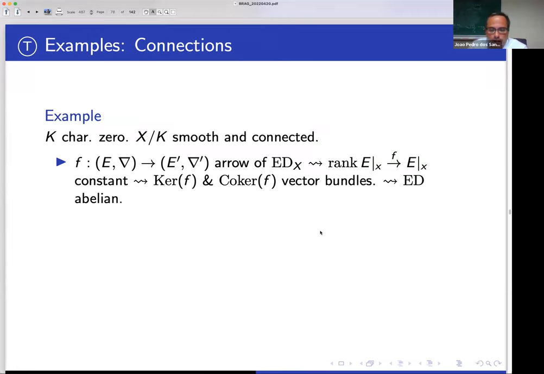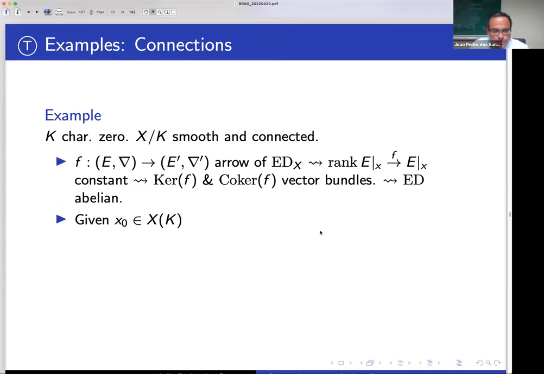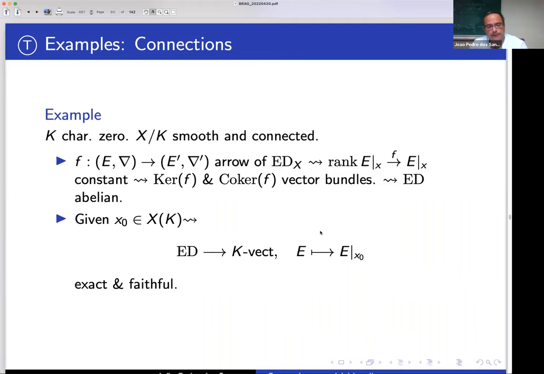And this gives me the structure of an abelian category, which will now be a Tannakian category, which will come into the realm of applications of my theorem. Okay, so I give myself a point x naught, and now I notice that taking the fiber at this point is an exact and faithful functor.